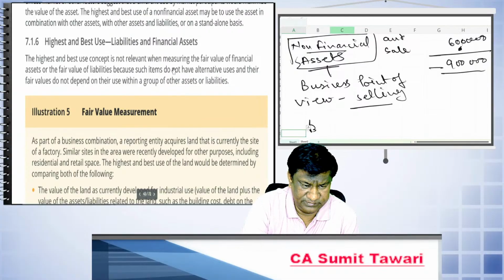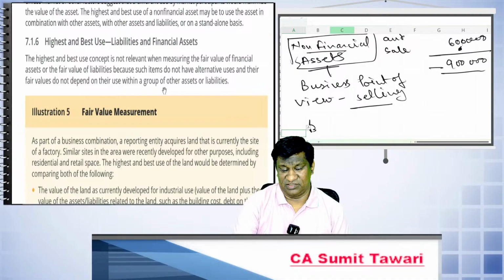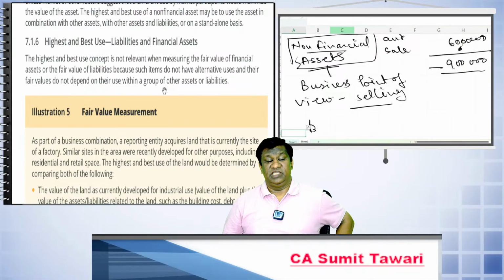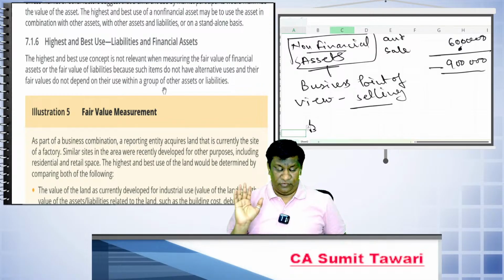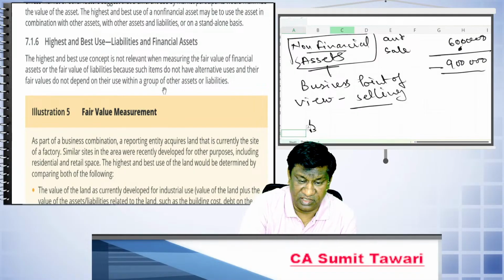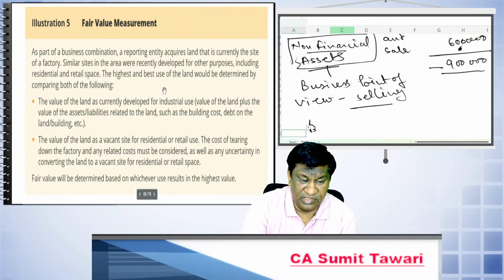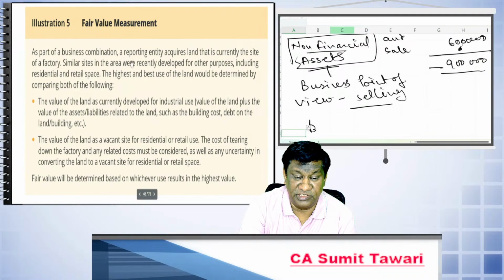The highest and best use concept is not relevant when measuring the fair value of a financial asset or liability, because such items do not have alternate uses and their fair value does not depend on the use. Like current assets and current liabilities, there we cannot use the highest and best use. Only for non-financial assets, where we have an alternate use, can we use the best use of the asset.